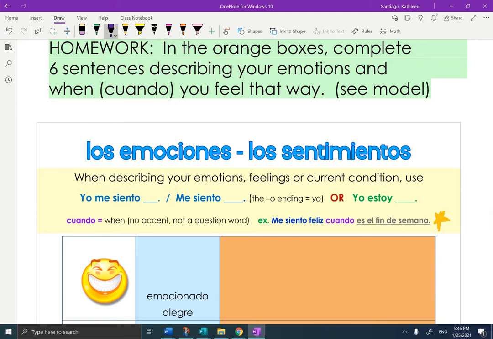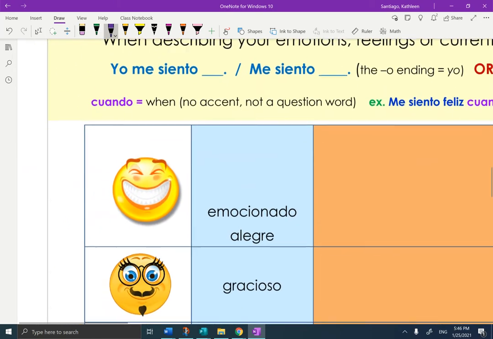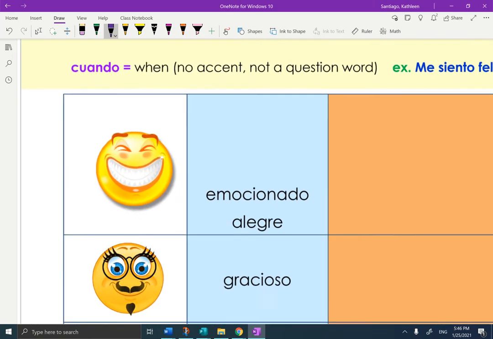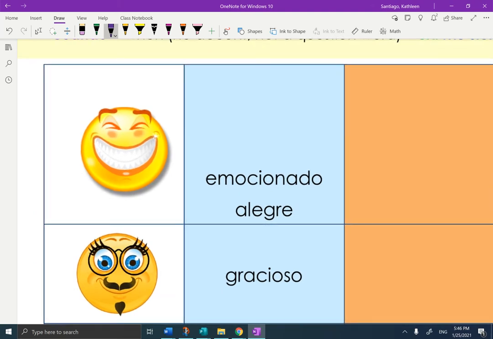Okay, I already wrote a few in for you. So that smiley face, so far we've got emocionado, right? Which looks like emotional, but it's a false cognate. It actually means excited. Now I'm making these big because right now we don't need the orange box yet. So emocionado, alegre. We're going to add a few more.